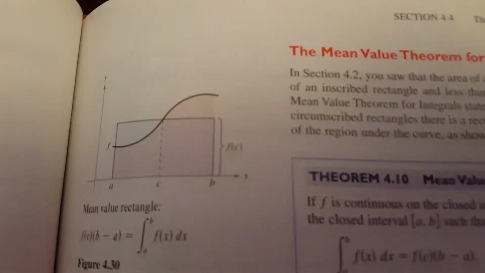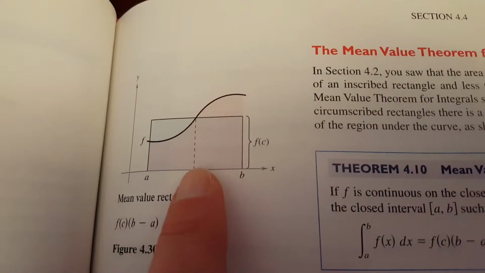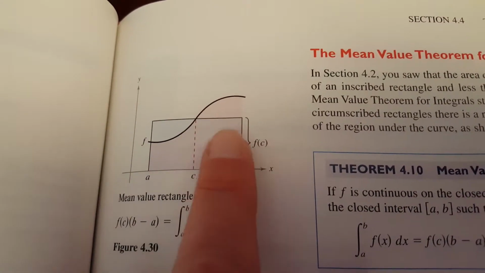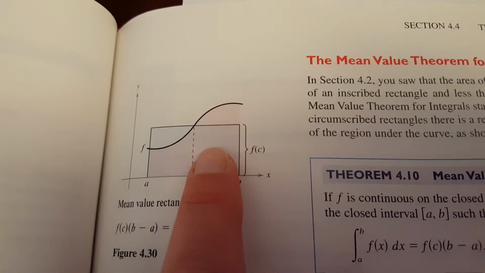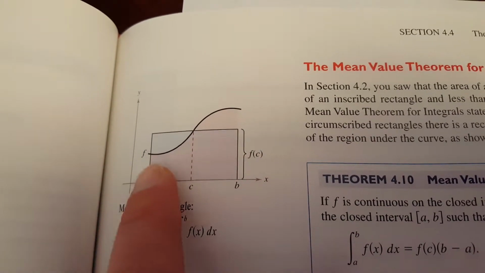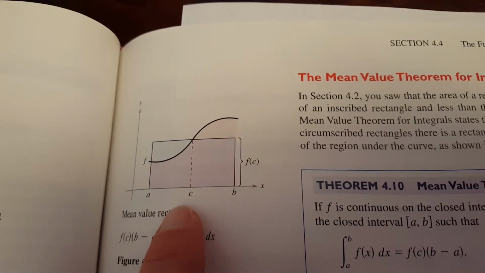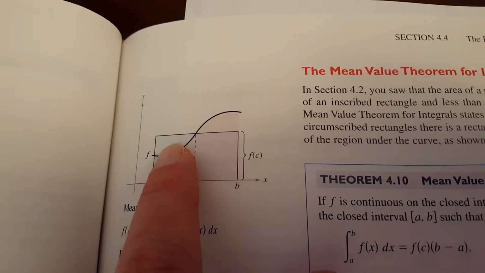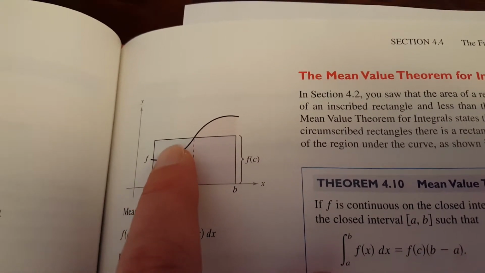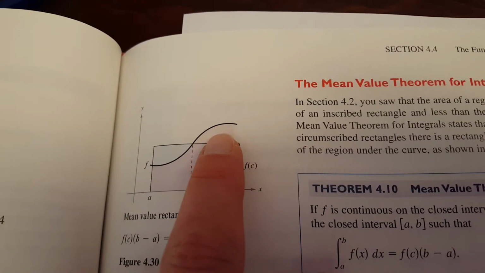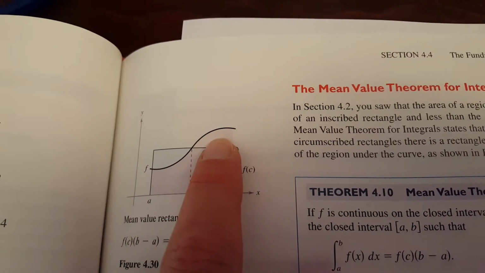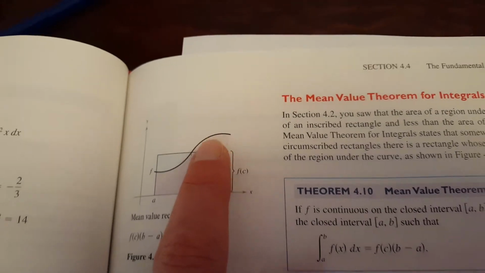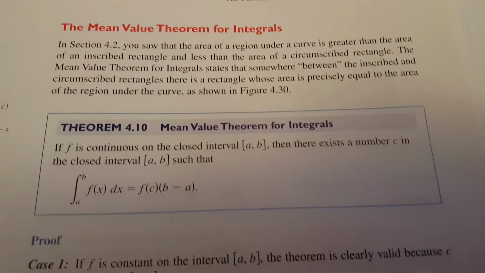See, that's the height for C. What's magical about it? The height is so perfect that the area of this rectangle is exactly the same as the area under the curve from A to B. And you can see why that makes sense, because the area that this rectangle takes care of here would compensate for the area that it missed over there. So that's what the mean value theorem for integrals says.